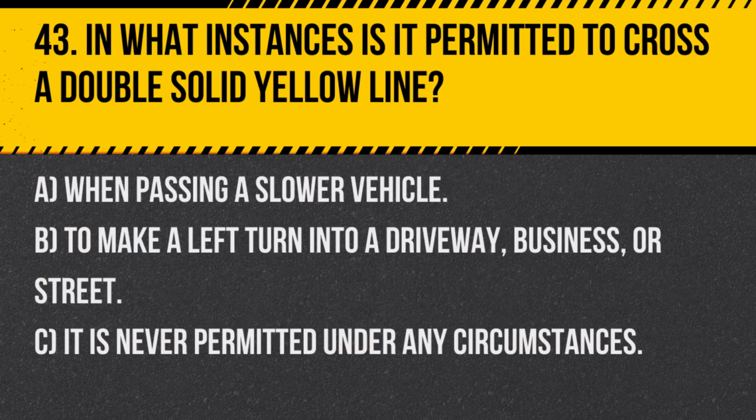Question 43. In what instances is it permitted to cross a double solid yellow line? A. When passing a slower vehicle. B. To make a left turn into a driveway, business, or street. C. It is never permitted under any circumstances. Answer: B. To make a left turn into a driveway, business, or street. This is one of the few exceptions where crossing a double solid yellow line is allowed.